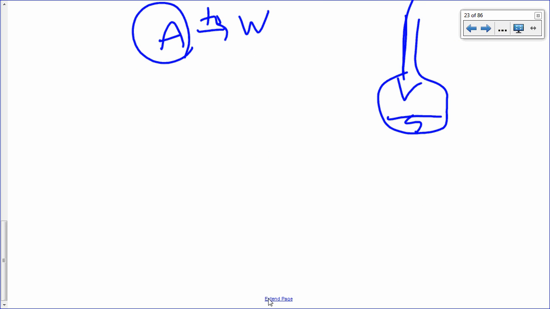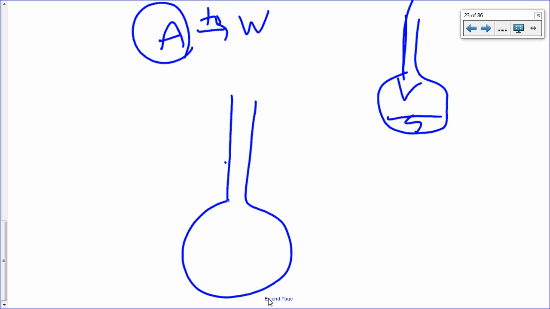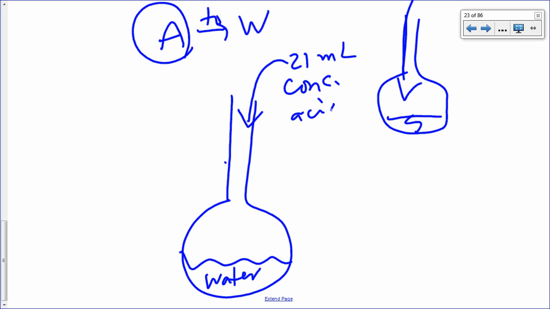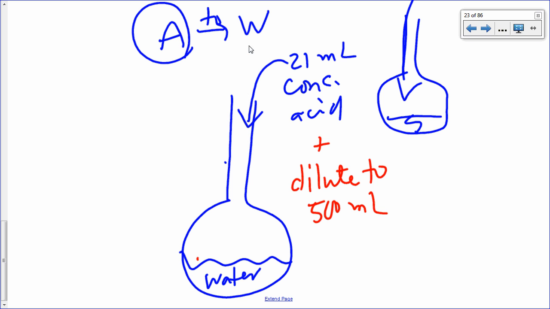So what you do is, if you have a volumetric flask, for example, you can put some water in there. Water first, and then you put your 21 mils of concentrated acid. So your concentrated acid would mix, and then dilute to the mark to 500 mils. You can add water to acid if the acid has already been diluted. Otherwise, you don't do that. Whenever you start with concentrated acid, if you want to dilute it, add it to the water first. A before W.